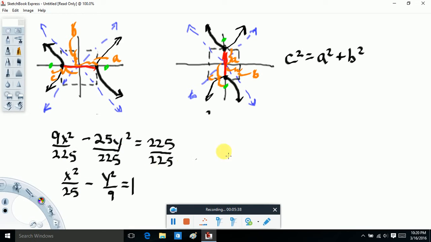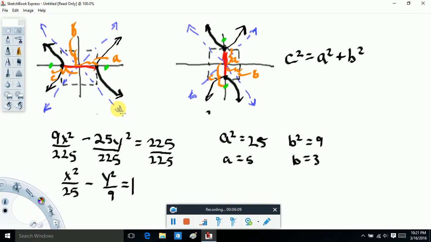So we know from this equation that a squared equals 25, so a equals 5, and b squared equals 9, so b equals 3. So we know it's going to be this kind of graph right here.